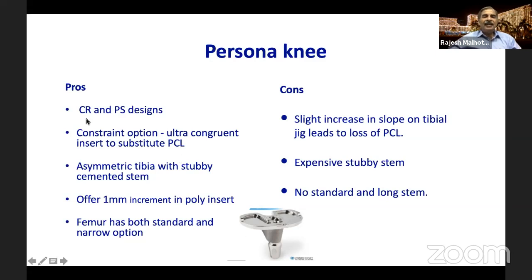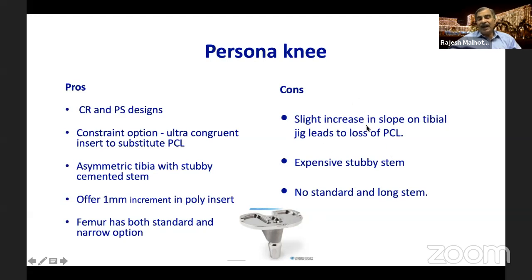The advantage is that it is available in CR and PS design. It has a constraint option which was not available in next gen. You have an ultra congruent insert so that if the PCL is gone, you don't have to change to the PS. You have an asymmetric tibia with stubby stem design. It offers you 1 millimeter increments in poly inserts, and the femur has both standard and narrow option.